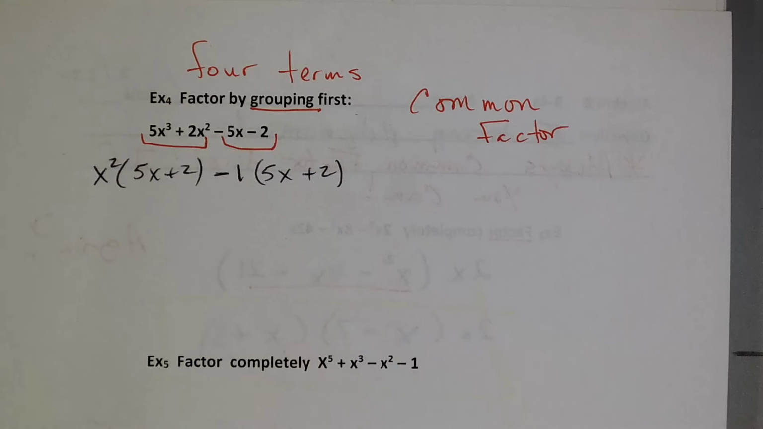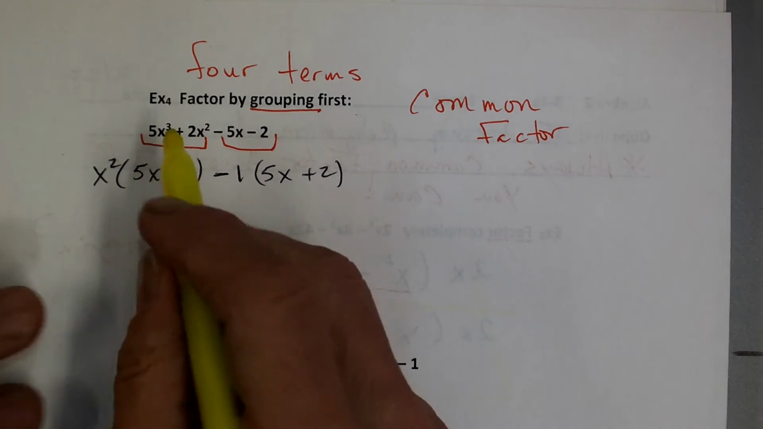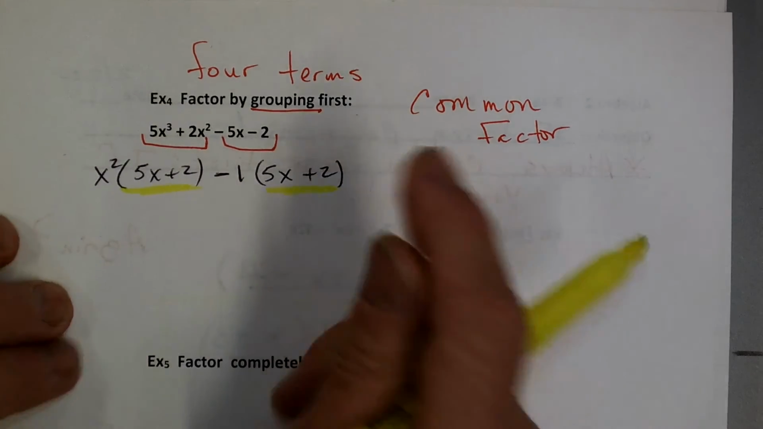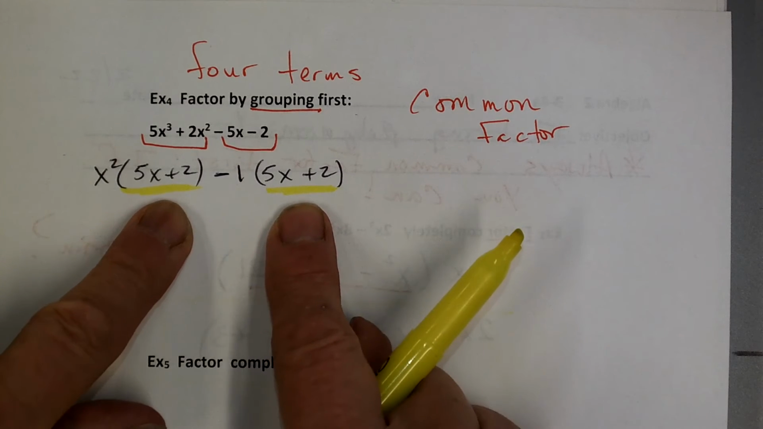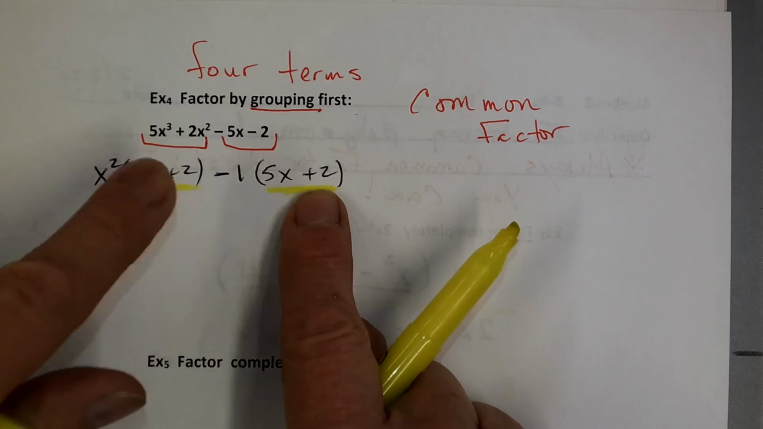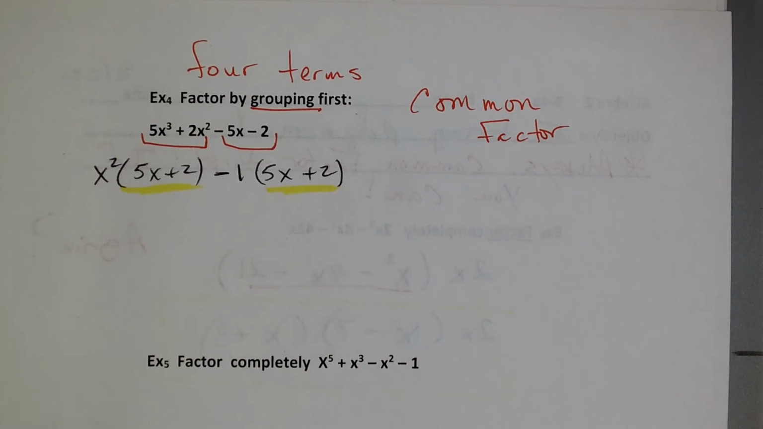Now here's what must happen for this to work. Whenever you do grouping, you need to get the same thing twice. If you don't, then you're done. On these grouping problems, you always need to get to where you get the same thing twice. So then you factor again.